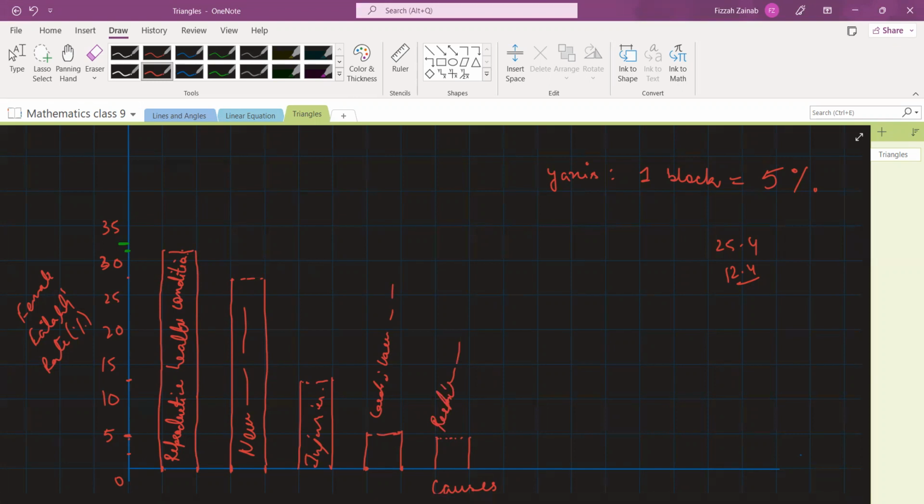And the next is other causes, 22. So 22. So this middle will be 22.5, right? So very little below the middle here. So 22.5. So these are your other causes. Please do it with the help of a scale.